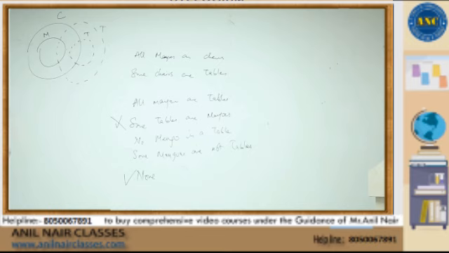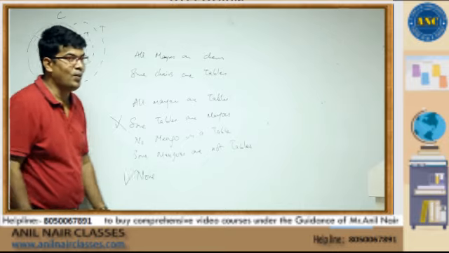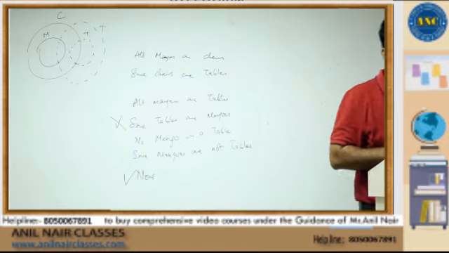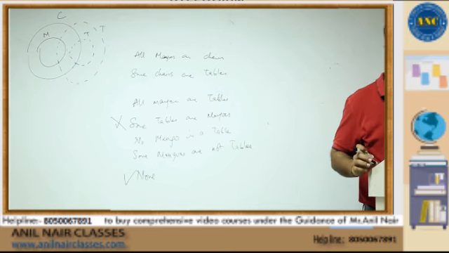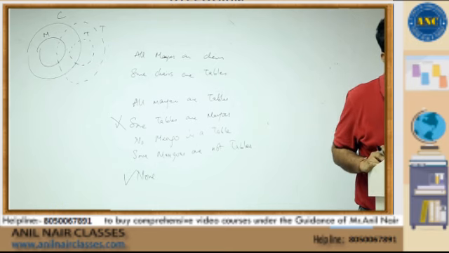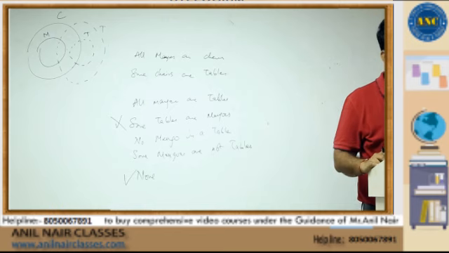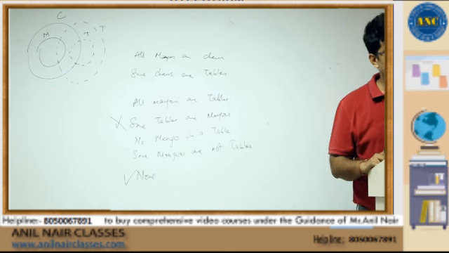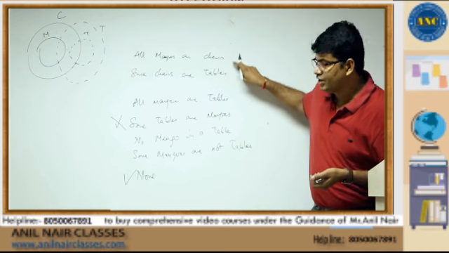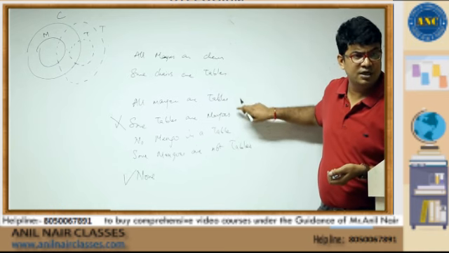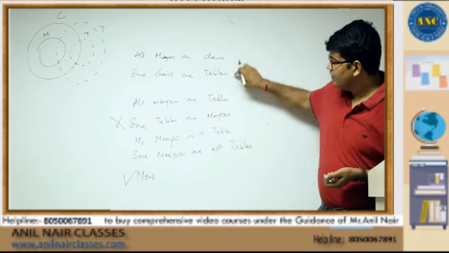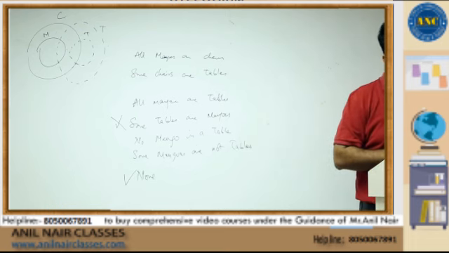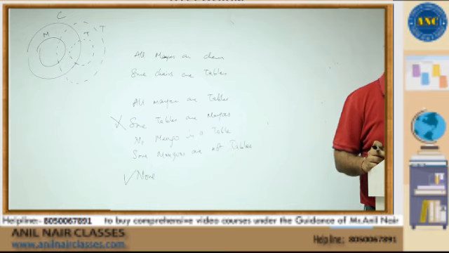But the point is, as I promised you, you are not supposed to draw any diagrams. Let's take the rule. Rule 1: the middle term must be distributed at least once in the premise. In the premise means the initial two statements. These are the two premises. This is a conclusion. We are trying to draw a conclusion. So the middle term must be distributed at least once in the premise.